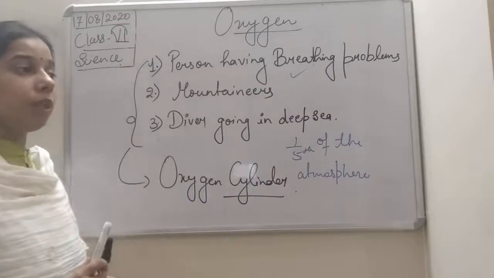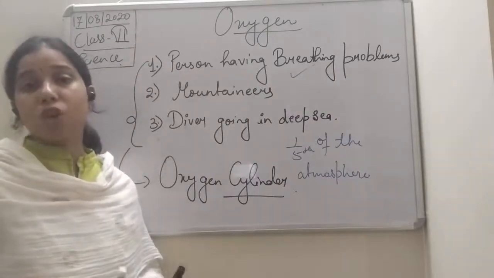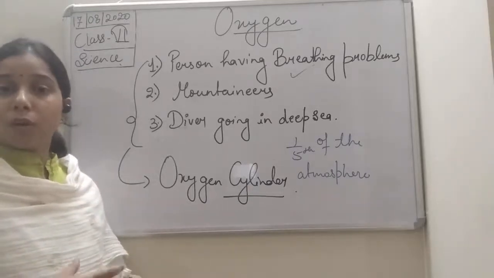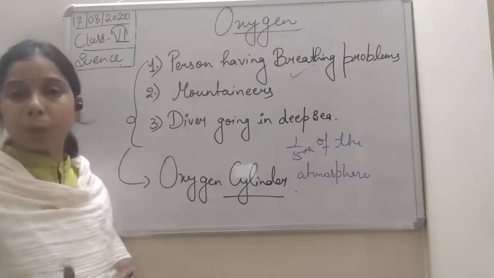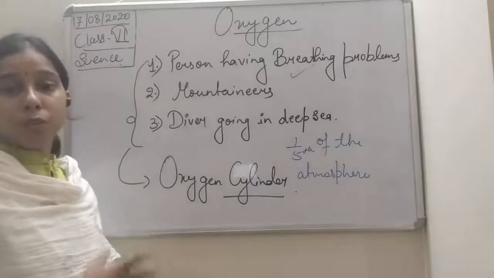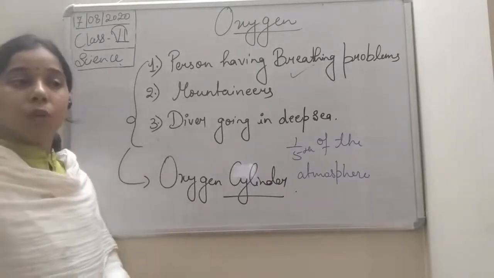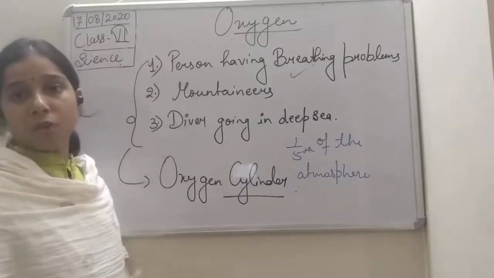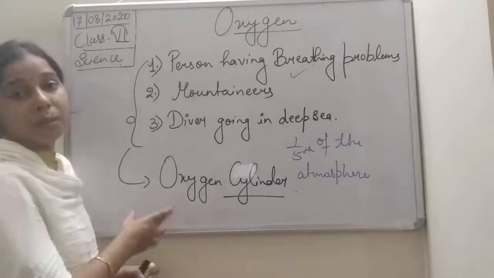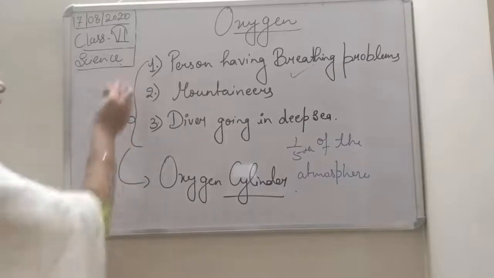Not only that, students, a patient who has undergone a major operation also faces problems in breathing, or is not able to breathe properly. So in such cases, doctors use the oxygen cylinder for the patient. To meet the requirement of the extra oxygen needed by the person, the oxygen cylinder is used by the doctor for the patient.